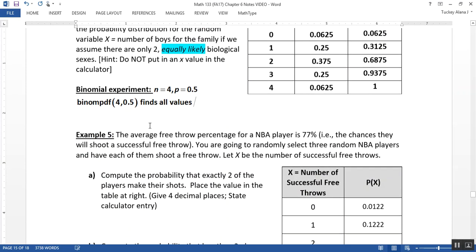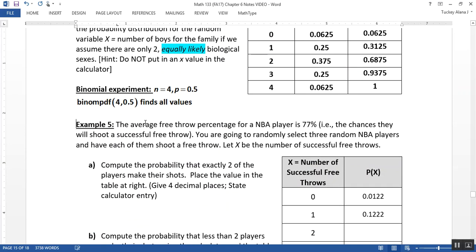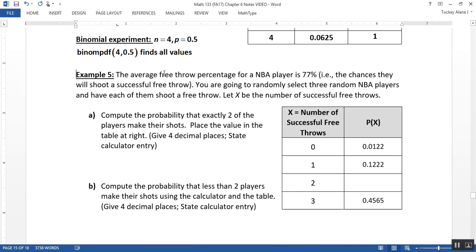Now let's use that same technique to answer our free throw question from earlier. The average free throw percentage for an NBA player is 77%, i.e. the chance they will shoot a successful free throw. You're going to randomly select 3 NBA players and have each of them shoot a free throw. Let x be the number of successful free throws. Well, we already know this is binomial and all that good stuff. So let me just show you real quick.